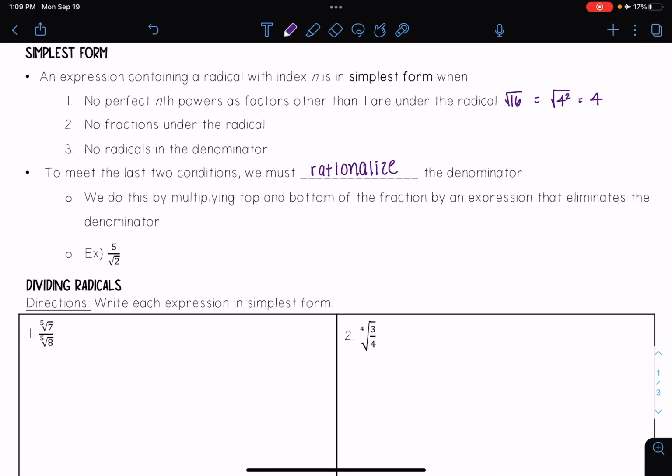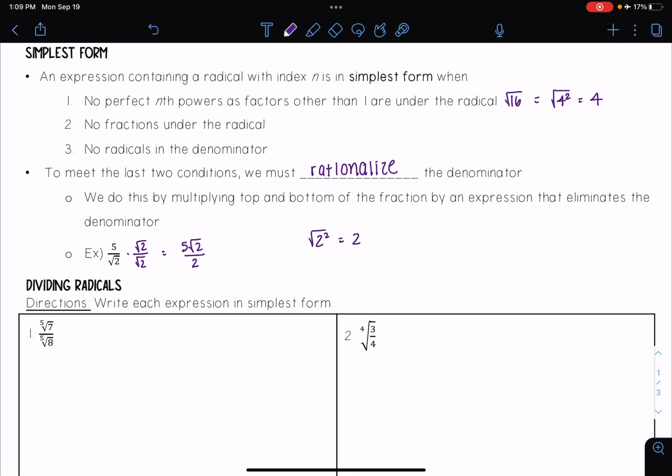This is not simplified because there is a radical in the denominator. So to get rid of that radical, I would need to multiply top and bottom by the square root of 2. That's because square root of 2 times square root of 2 is equal to the square root of 2 squared, which just gets me 2. So this becomes 5 square root of 2 over 2.